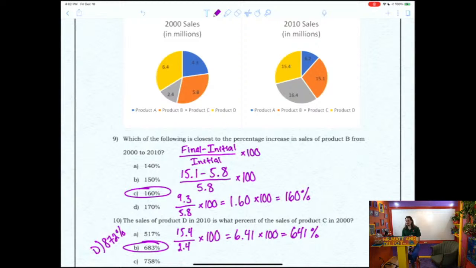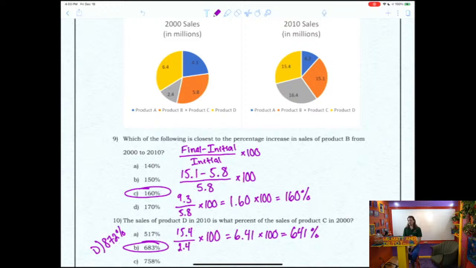For number 10, I'm sorry, it should have said the closest, which of the following is closest to the percent of sales of product D in 2010 compared to or of product C in 2000. So when I calculated this, we're considering the part versus the whole. We're considering product D in 2010 to be the numerator. Product D in 2010 is 15.4. Product C in 2000 is 2.4. So we're going to have 15.4 divided by 2.4. That's going to give us a decimal answer, which we'll have to convert into a percentage by multiplying by 100.